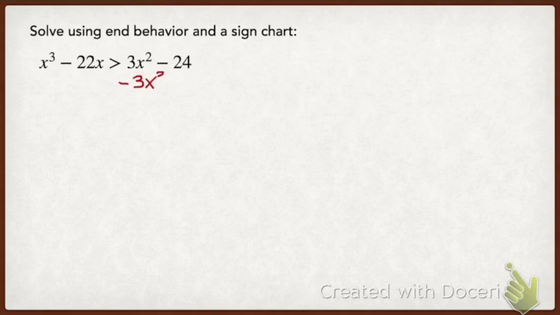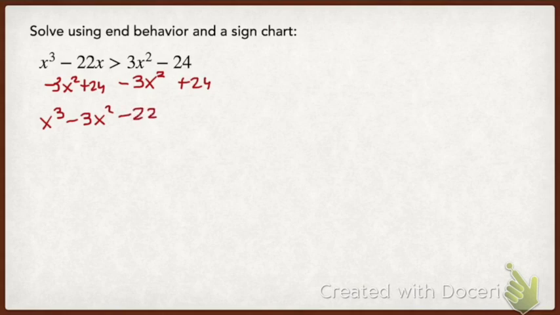We're going to subtract 3x squared. We're going to add 24. We get x cubed minus 3x squared minus 22x plus 24 greater than 0.